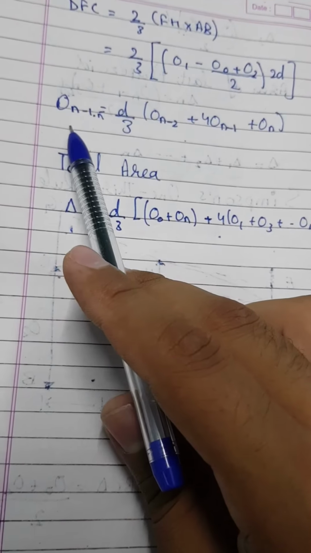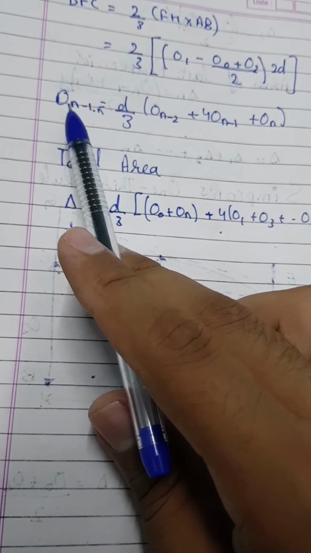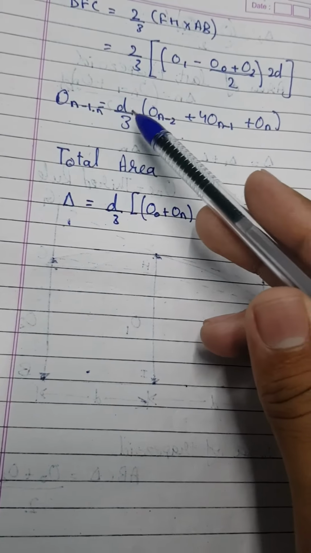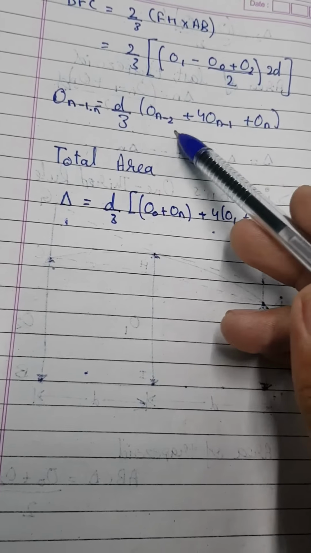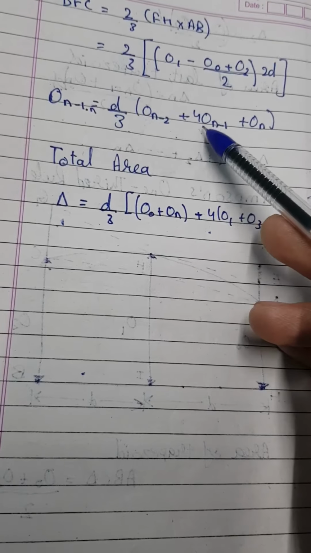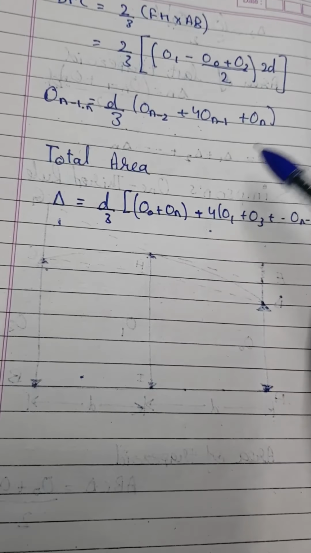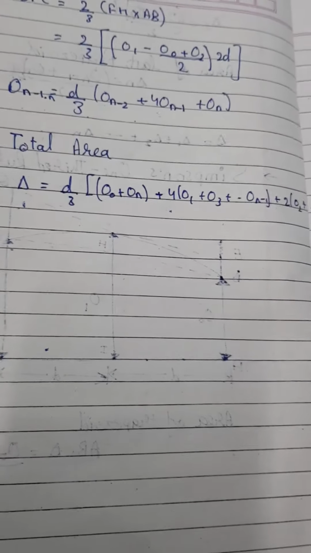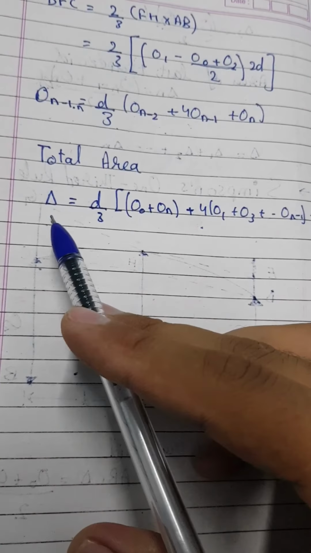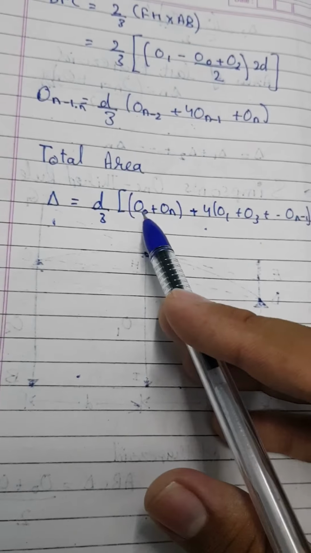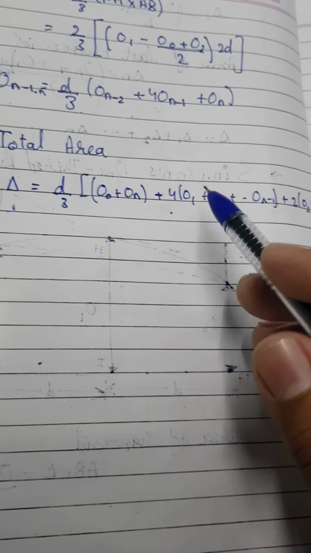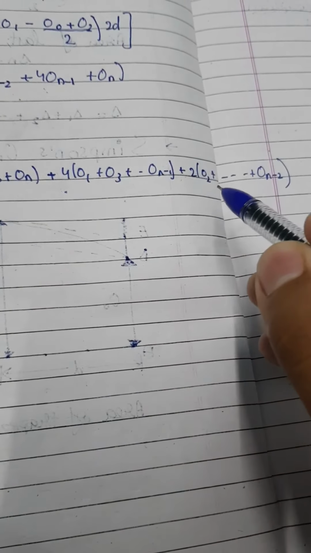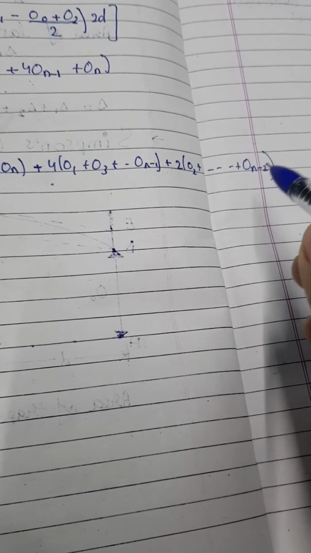And then we will add the same to the nth, On minus 1 into n. That will give us 2d by 3 On minus 2 plus O4, On minus 1 plus On. And when we calculate the whole area, it would come in a certain series. Total area would be delta is equal to d by 3 bracket O0 plus On plus 4 bracket O1 plus O3 till On minus 1 and plus 2 bracket O2 plus till On minus 2.